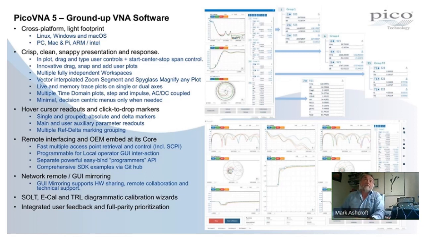Hover cursor readouts and click to drop markers. You can drop a marker simply by holding down the control key, hovering your mouse over the place you want to drop, and clicking. And there you are, the marker is dropped. You can have single markers, grouped, absolute and delta, and you can have any selection of parameters that you want in your readouts.